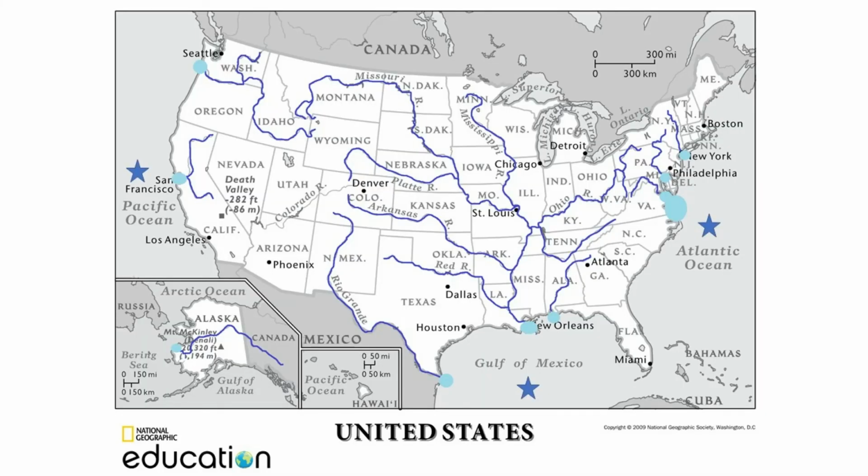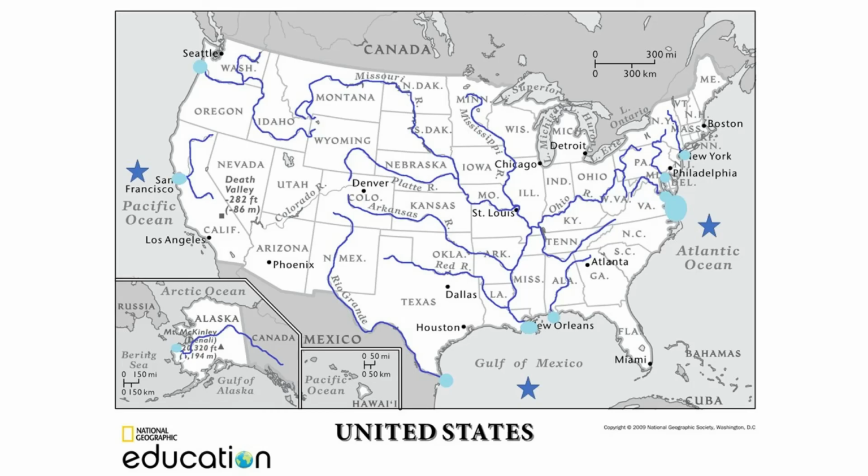Great, your map should look a little bit like this. Now that you've found the rivers and the estuaries, we need to fill in our table. So write down the name of the major rivers flowing into these estuaries. And then after that, name the body of water that the estuary flows into, like the Pacific Ocean, Gulf of Mexico, or Atlantic Ocean.